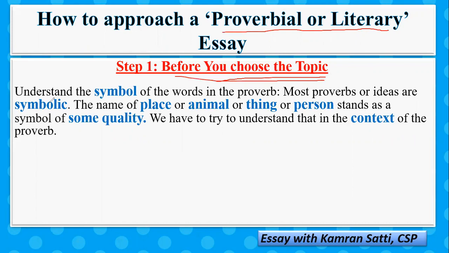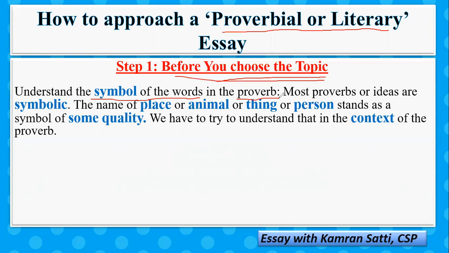So, things to understand: understand the symbols of the words in the proverb. Let's suppose a topic comes up: Rome was not built in a day. This is a proverb, and you have to understand the various symbols. Similarly, other literary essays could also come up, so you have to decode those topics. These topics are in the form of symbols. They are coded words, and you have to decode the topics before you jump on.